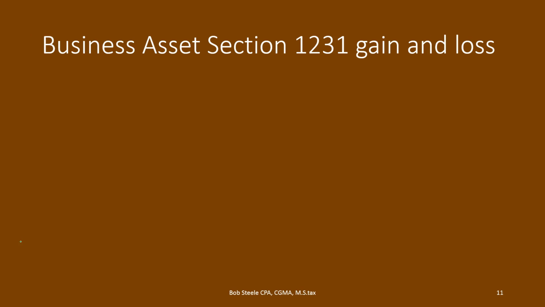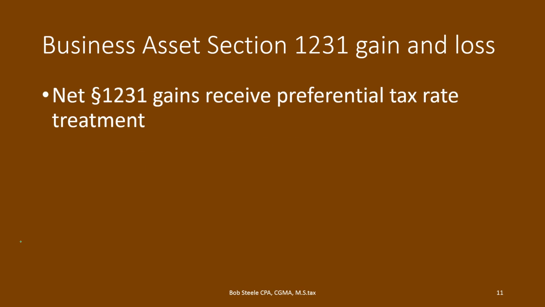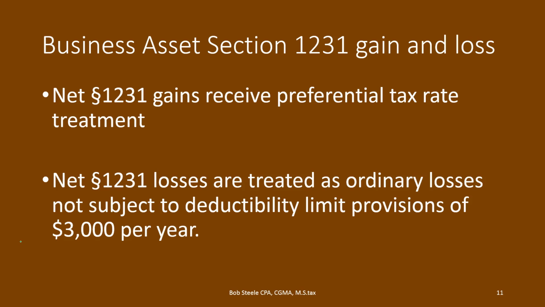Now, section 1231 gains and losses. So net 1231 gains receive preferential tax treatment, and net 1231 losses are treated as ordinary losses, not subject to the deductibility limit provisions of $3,000 per year. So this form of business asset, we want to note that it has basically the best of both worlds. So section 1231 assets have net 1231 gains that receive preferential tax treatment.